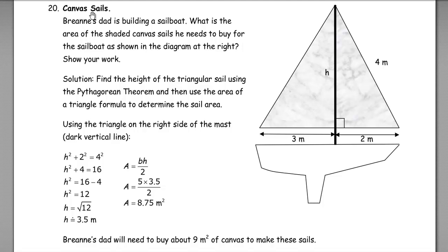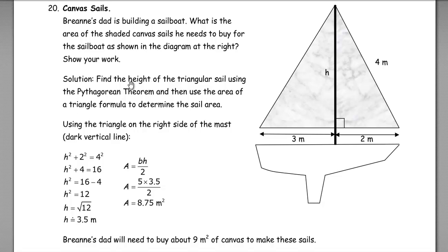Question number 20, called Canvas Sails. Brienne's dad is building a sailboat. What is the area of the shaded canvas sails he needs to buy for the sailboat as shown in the diagram at the right? So these are the sails right here. So we need to find the area of this whole triangle.